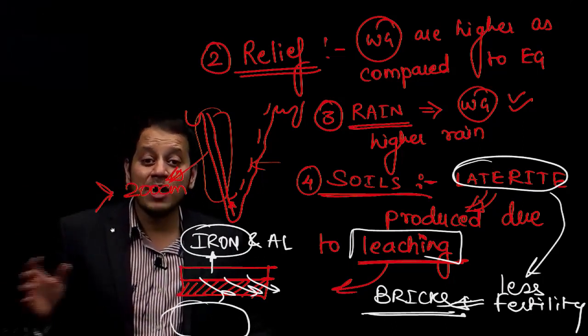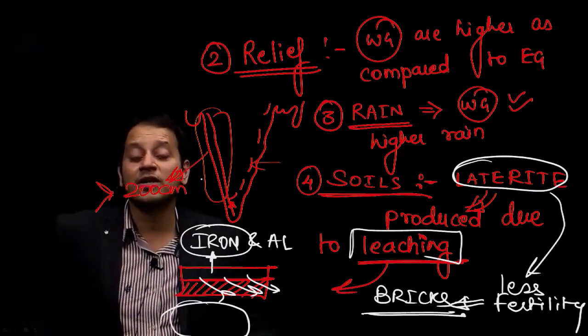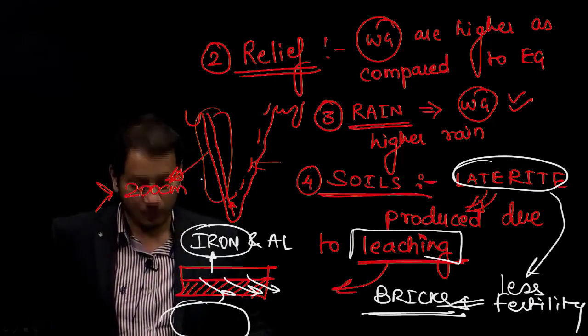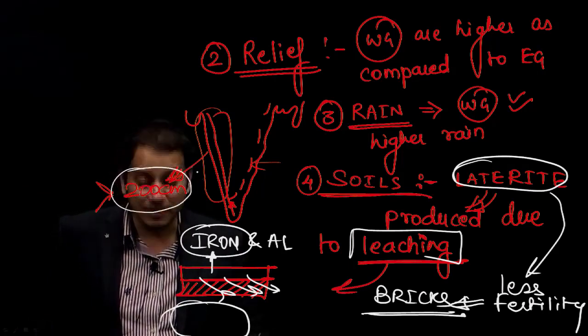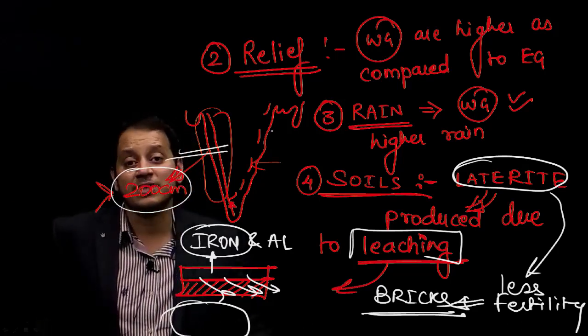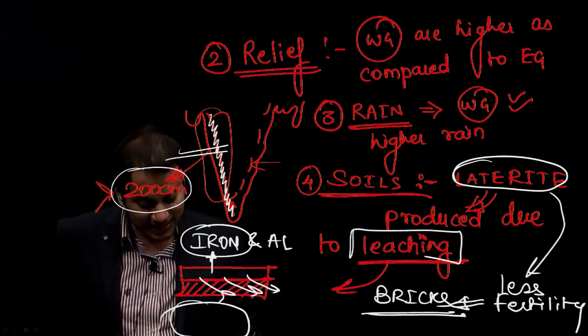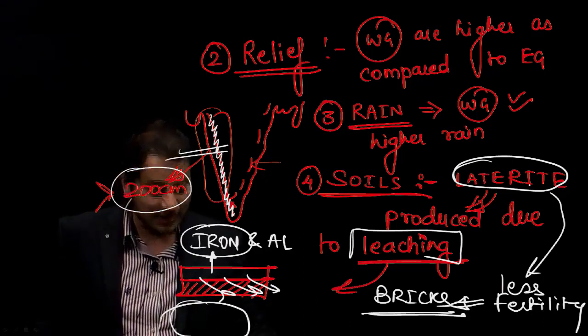Now, which part of the mountains, Western or Eastern Ghats, receives very high rainfall? Greater than 200 centimeters, it is in the Western Ghat region. The Eastern Ghats receive less amount of rainfall. So, in the Western Ghat region, the entire soil is an example of laterite soils.